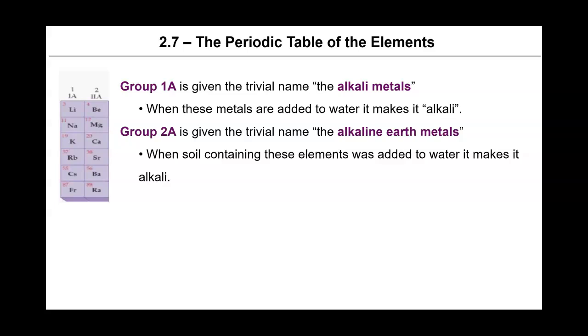Now, some of the groups have trivial or common names. For example, the metals that are in group 1A are referred to as the alkali metals. The metals that are in group 2A, they are referred to as the alkaline earth metals. And you should know these names.